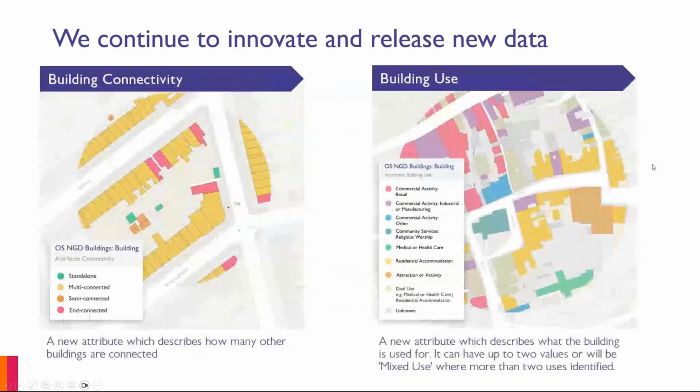Further to this, we're also releasing data on building connectivity, and Simon mentioned this a little earlier on. This really is around describing how many other buildings are connected to an individual building. So you can see here on the left-hand side the use of attributes such as standalone and multi-connected. And these attributes are useful, for example, in calculating risk potential, for improving emergency response and preparedness, but also for enabling quick identification and assessment of your building stock. For example, looking at patterns of mould prevention on unconnected buildings through that example that Simon talked about earlier on.